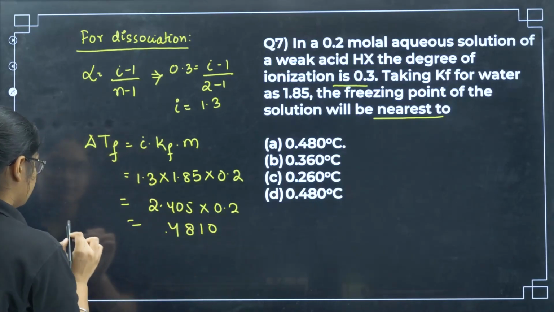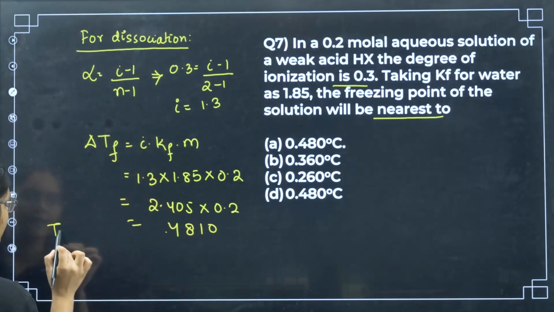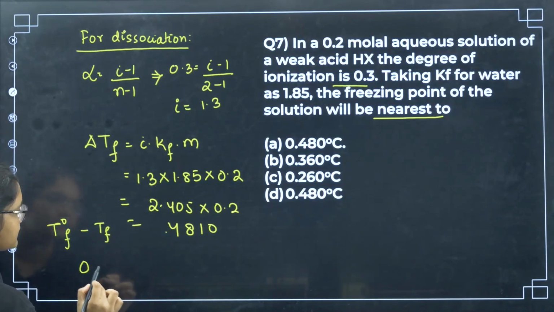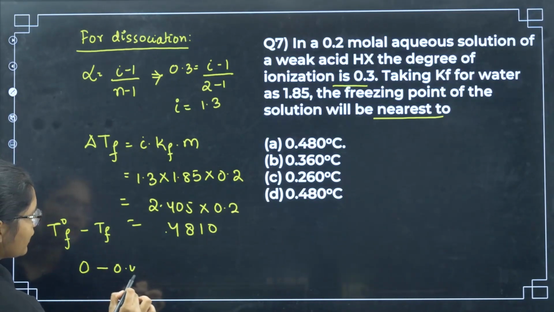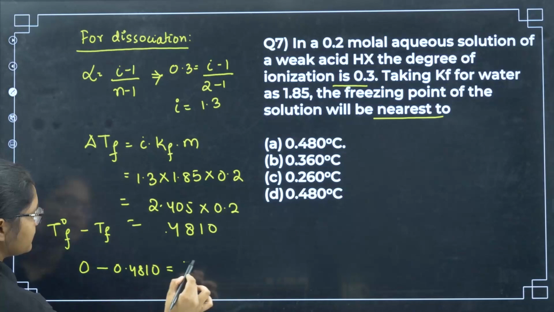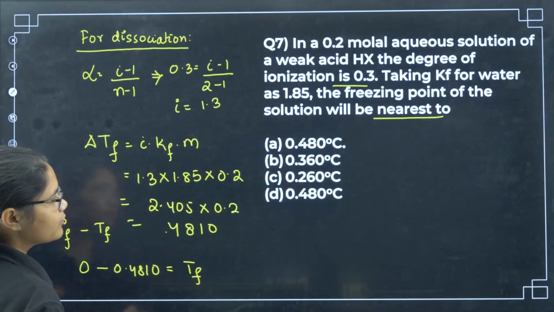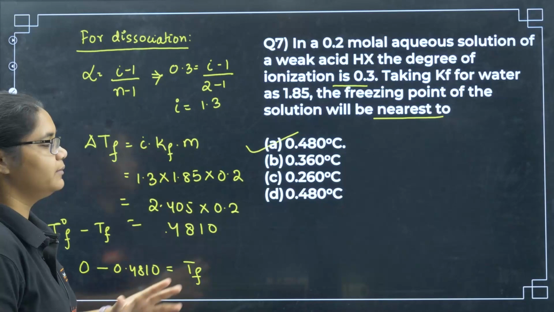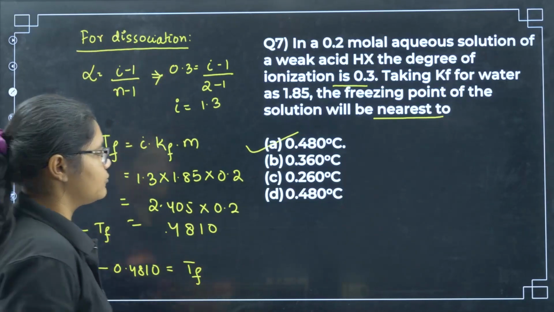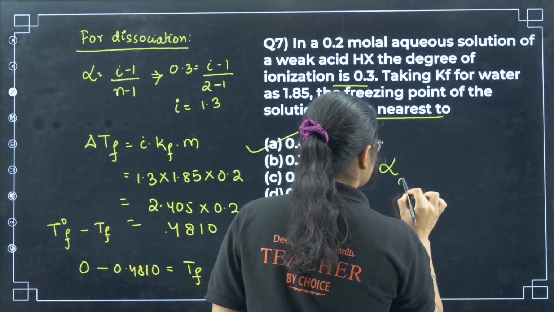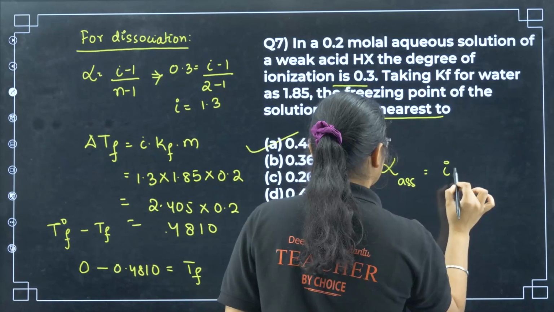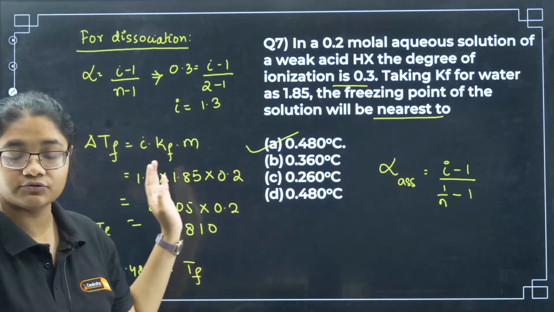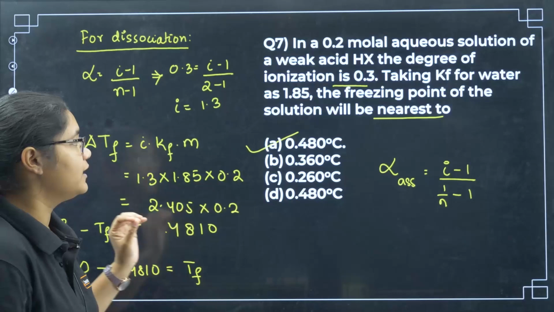Now delta Tf is what? It is T naught f minus Tf, so that is 0 minus Tf of the solution equals 0.4810, so Tf of the solution is minus 0.48. So option number A here. And I want to add one formula here also, alpha for association. What is the formula? i minus 1 divided by 1 by n minus 1. So please remember these two formulas, they can be asked in the exam.